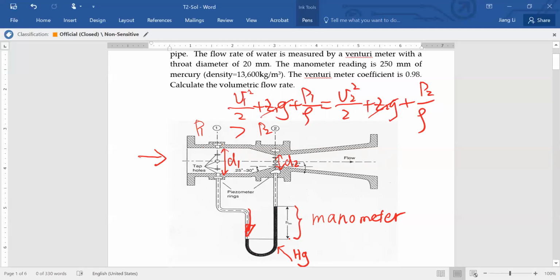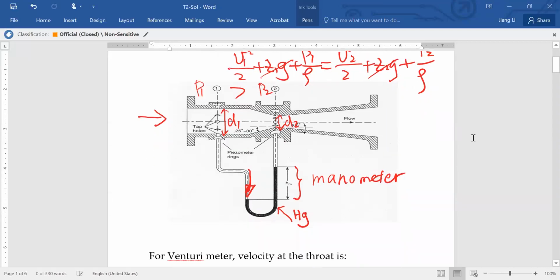It means that we don't directly measure the velocity. Instead, we measure the pressure difference between 1 and 2, which can give us the final velocity. So from here, you can see that the pressure difference actually can be calculated. The pressure difference can be calculated by delta P equals rho mercury minus rho water, times G delta H. So this is your delta H. Okay, then this is the pressure P1, this is the pressure P2.